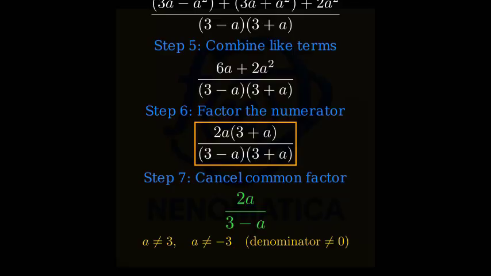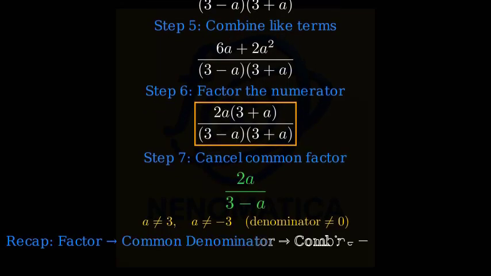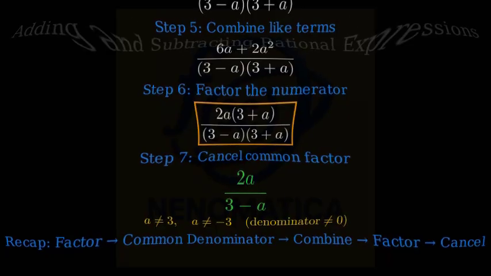Recap. We factored the difference of squares, built a common denominator, combined the numerators, factored the result, and canceled a common factor to reach a simplified rational expression.